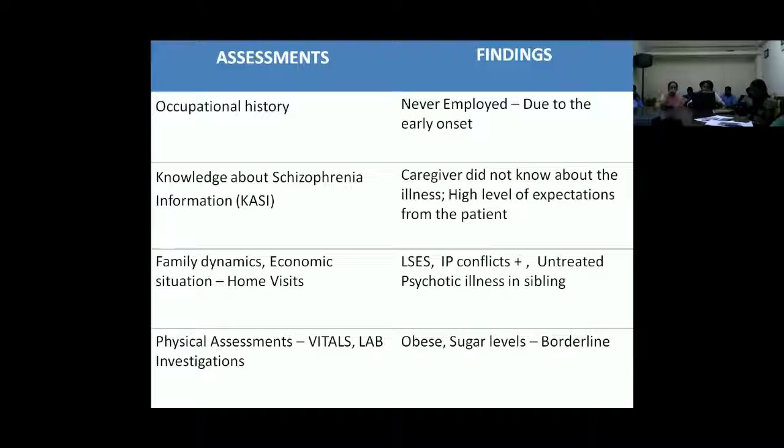He is an obese person with borderline sugar levels. The caregiver had poor knowledge about the illness and believes the family has undergone a spell of curse. A detailed psychosocial assessment reveals that the only earning members of the family are Mr. G's father and his sister. The client and his two brothers, who are also mentally ill, do not have a job. His father is actually retired.